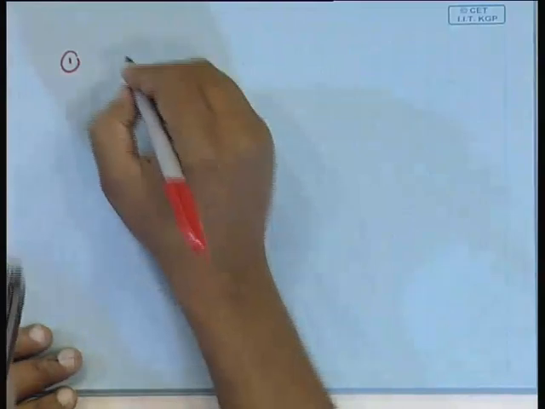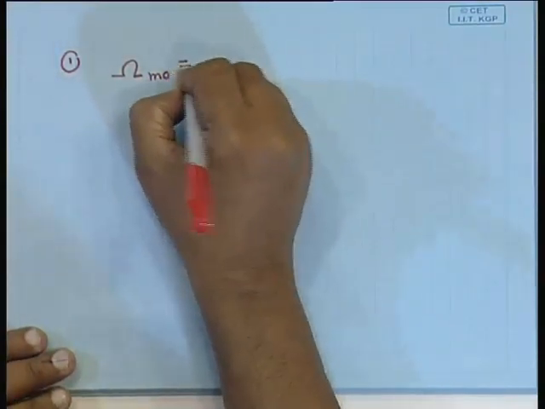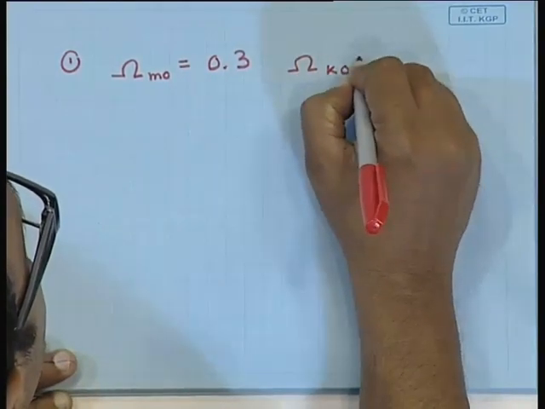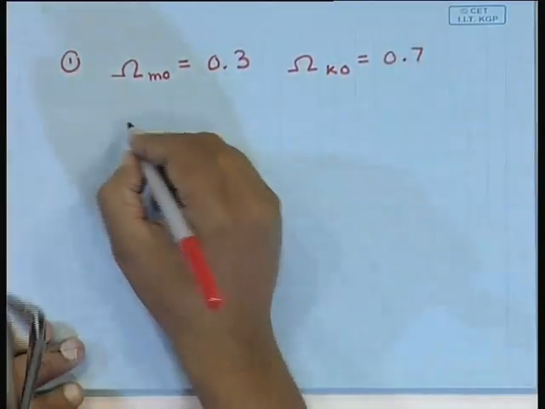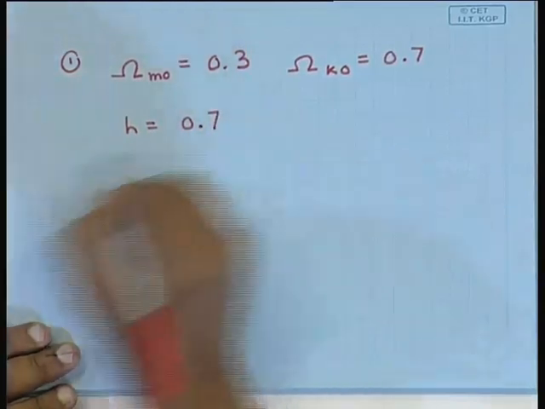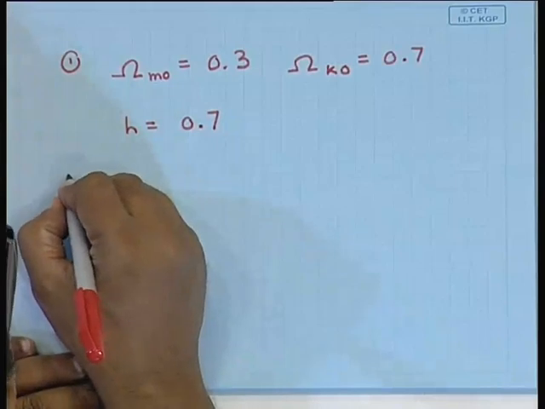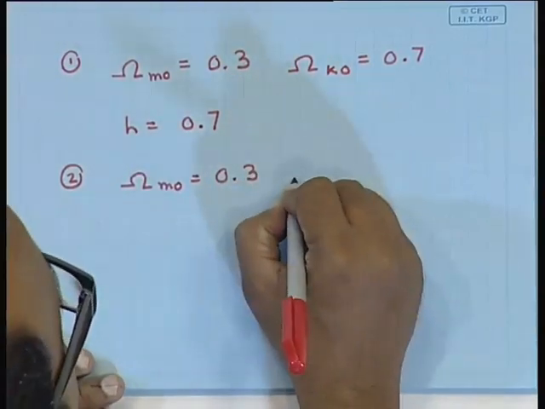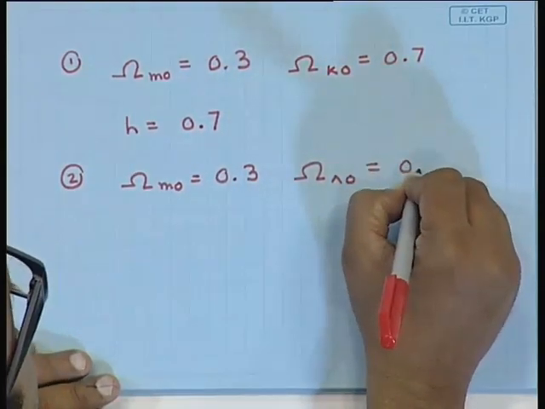So, let me give you an exercise. Consider two cosmological models. The first cosmological model has omega matter naught equal to 0.3, omega curvature naught equal to 0.7. Small h is 0.7. The second model has omega matter naught equal to 0.3, omega lambda naught is 0.7, the same value of h.